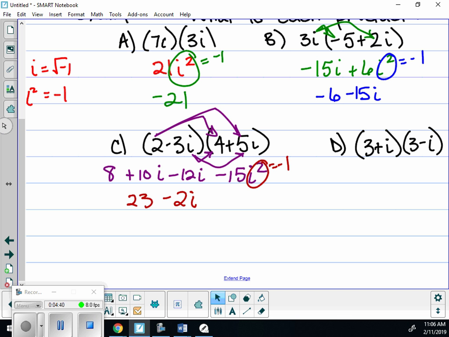Now the last one. We're going to do it the same way as we did C. So first with first, 3 times 3 gives us 9. 3 times -i is going to give us minus 3i. Inners, i times 3 is going to give us positive 3i. And then last with last, I have a positive i times a negative i, which is going to be a negative i squared.